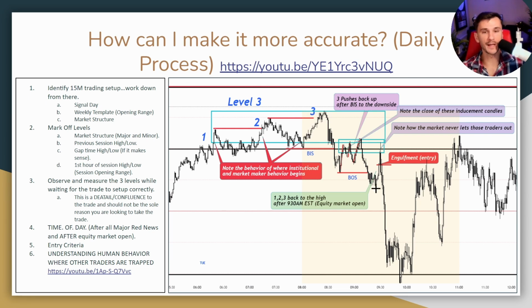That is the behavior that I'm searching for. Then it drops away, makes an even lower low. And again, when they stop hunt back up, they don't let people out. Push 1, push 2, push 3, marking off. You can see my second little blue box here, not letting those people out and then engulfing again back down to the downside. Fantastic place to enter and allow that trade to play out the rest of the way.